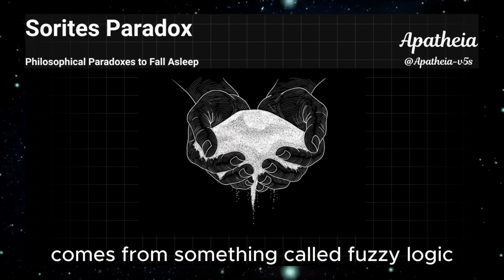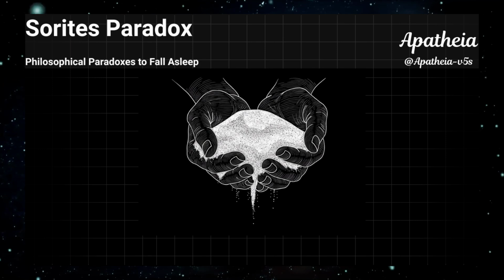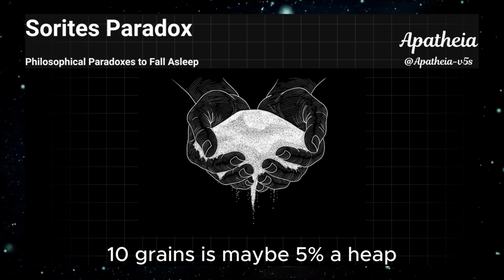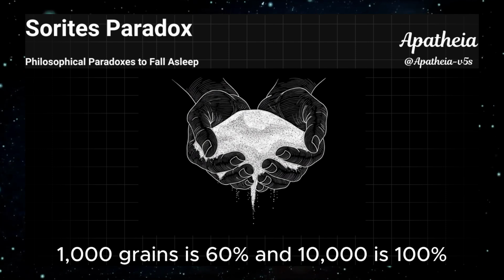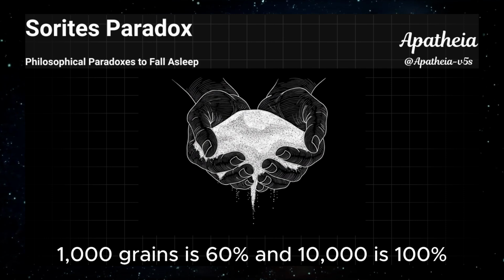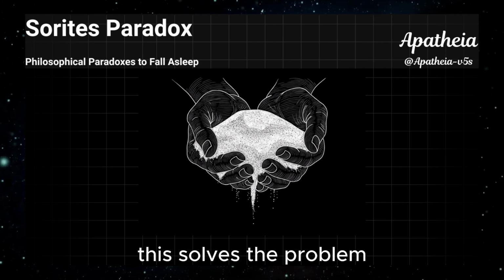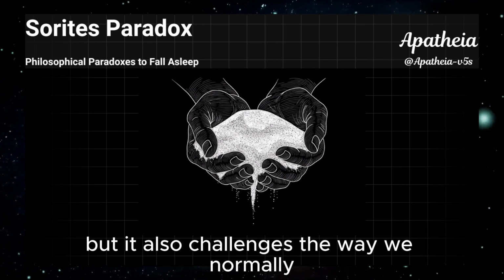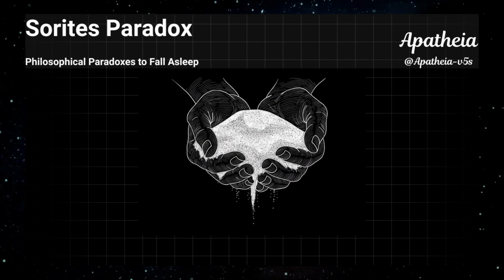Another approach comes from something called fuzzy logic, a system that allows truth to come in degrees. In this framework, we'd say a single grain is 0% a heap, 10 grains is maybe 5% a heap, 1,000 grains is 60%, and 10,000 is 100%. Instead of a hard line, you get a smooth gradient. This solves the problem by admitting that our categories don't have crisp boundaries, but it also challenges the way we normally think about logic itself.